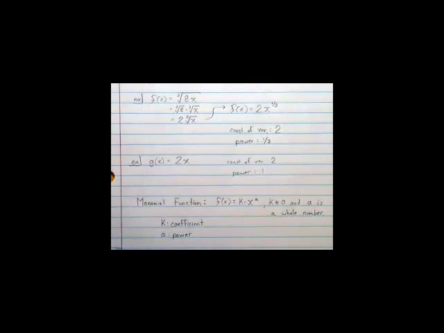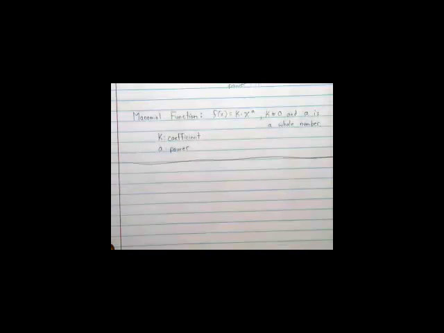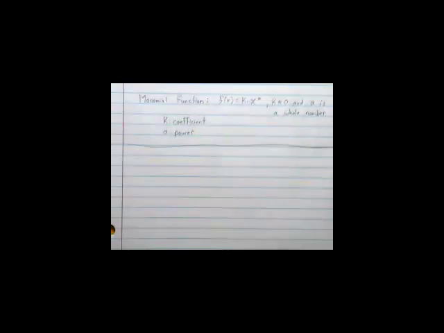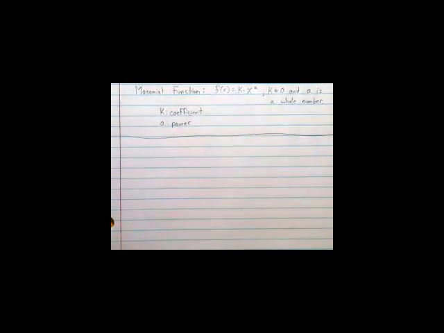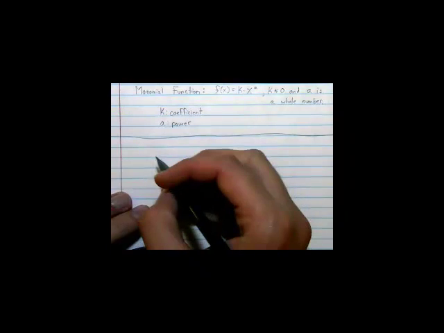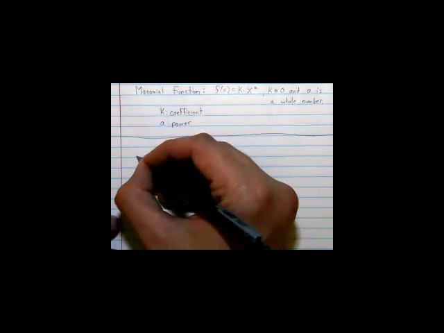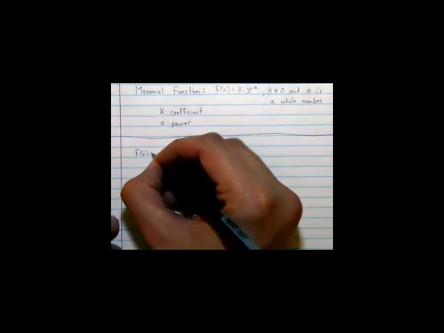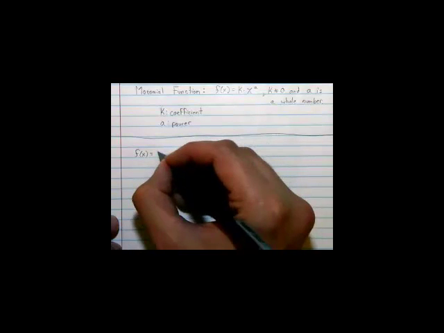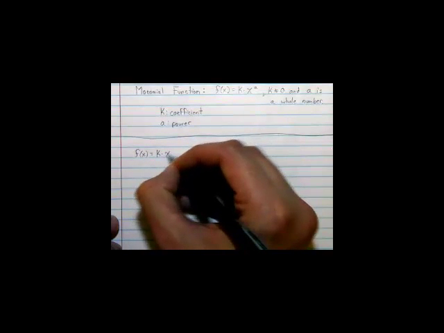But most of what you're going to be doing is going to be focusing on the graphs. So let's just outline really quick what the different categories were that we looked at for how this graph might look, depending on how k and a might change. So again, we're looking at f of x equals k times x to the a.